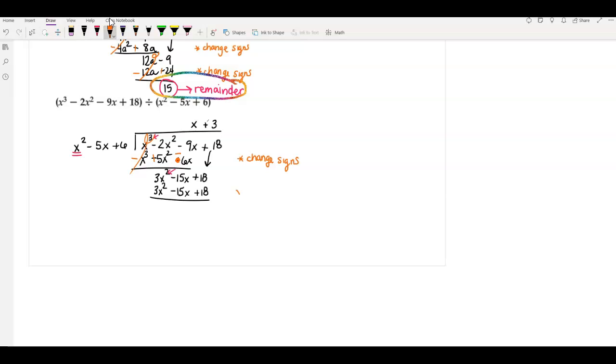Change signs. Positives become negative, negatives become positive. Notice each of these end up canceling, so I have no remainder, which is perfect because that means our answer is x plus 3.